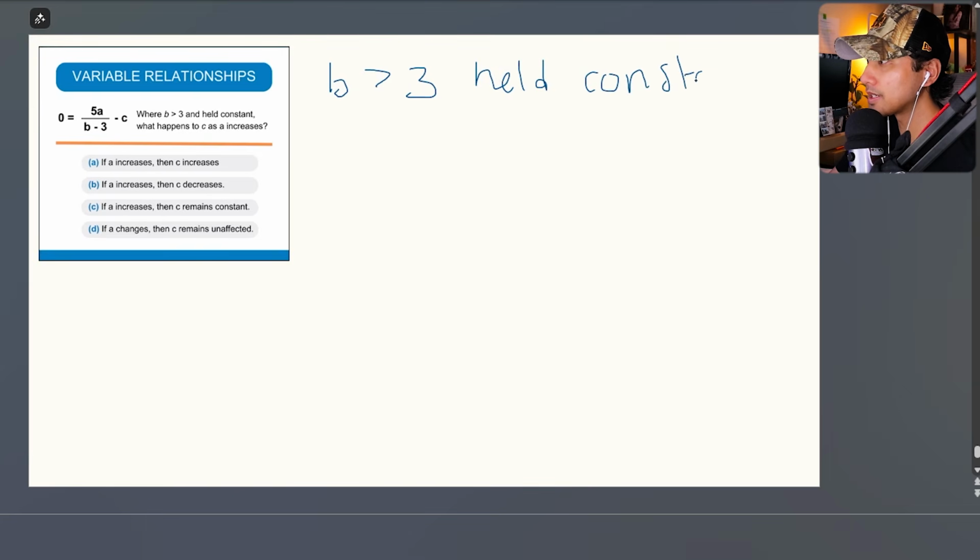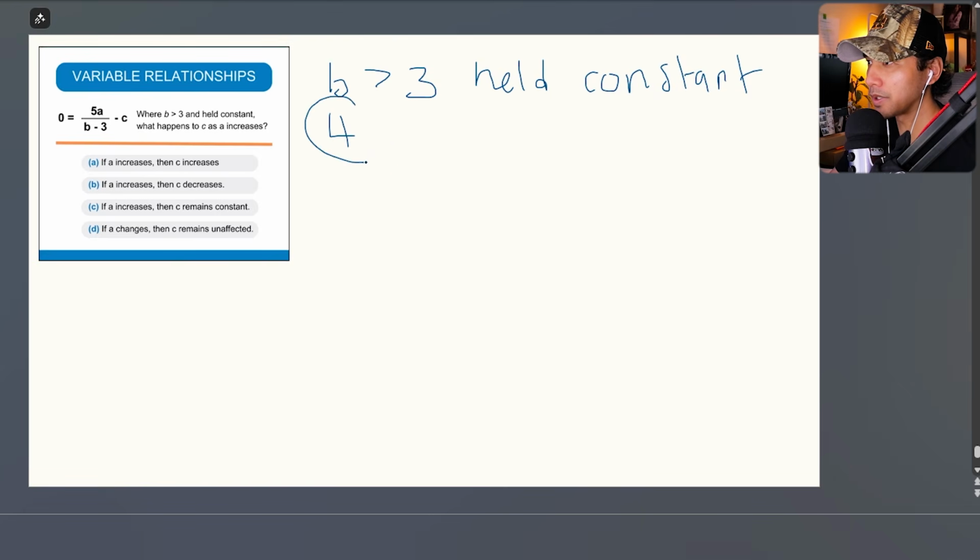What does held constant mean? It stays the same all throughout. So B must be greater than 3, and it's held constant. For example, I choose 4 in this equation, and I'm always going to keep it 4 no matter what. Okay, what happens to C as A increases?